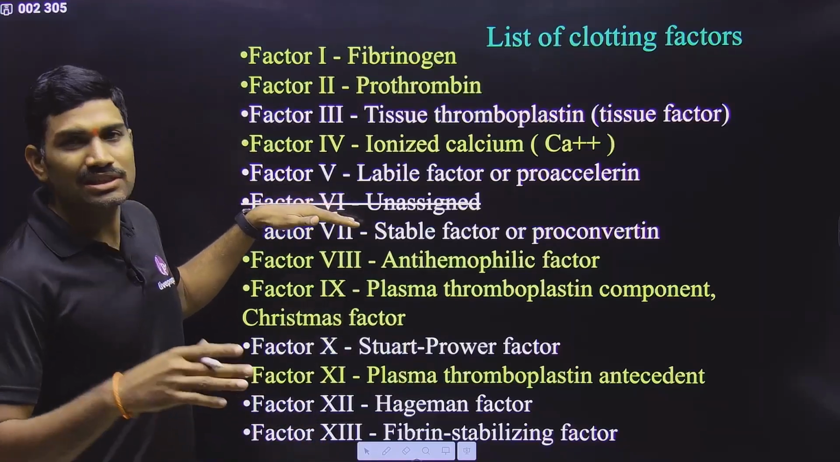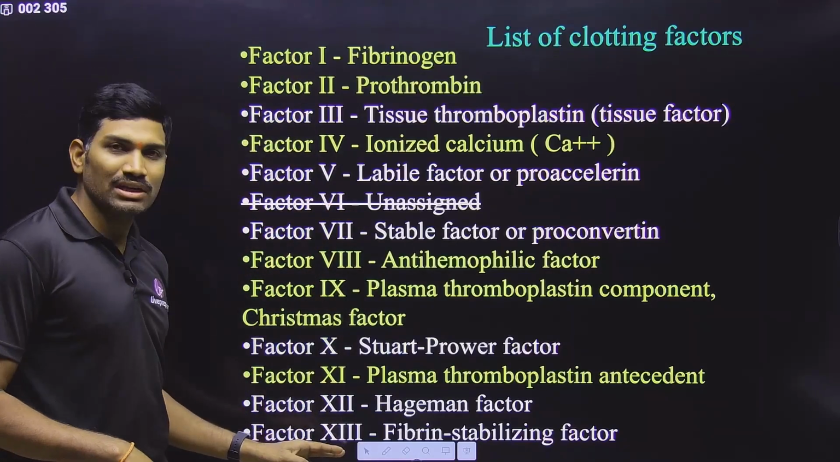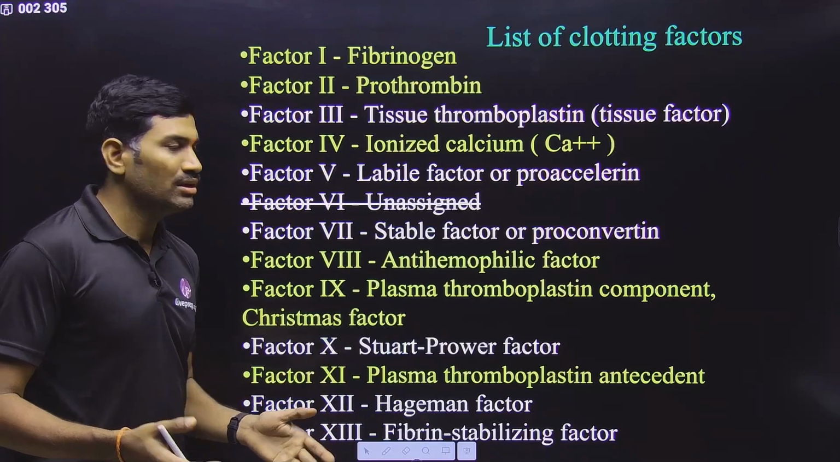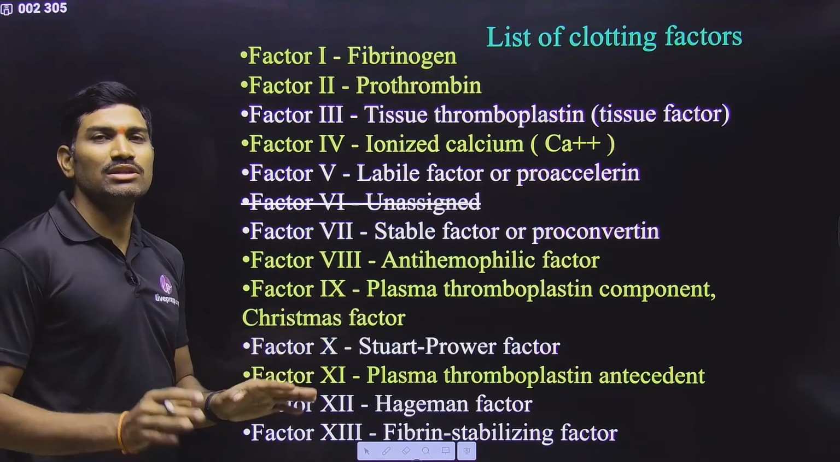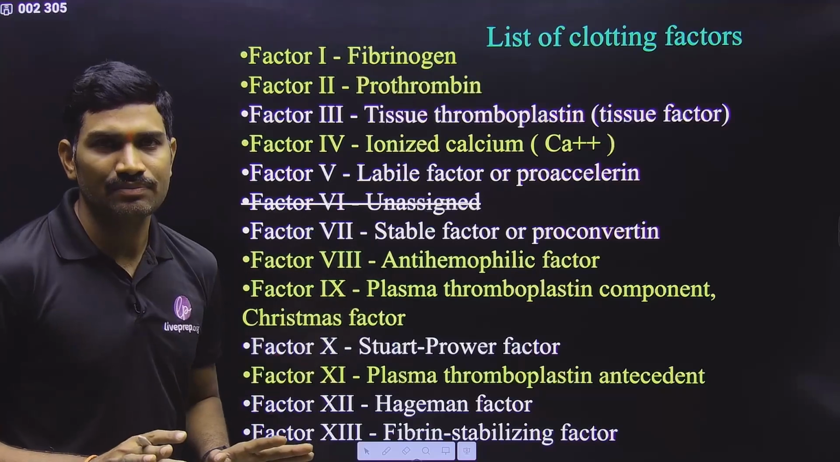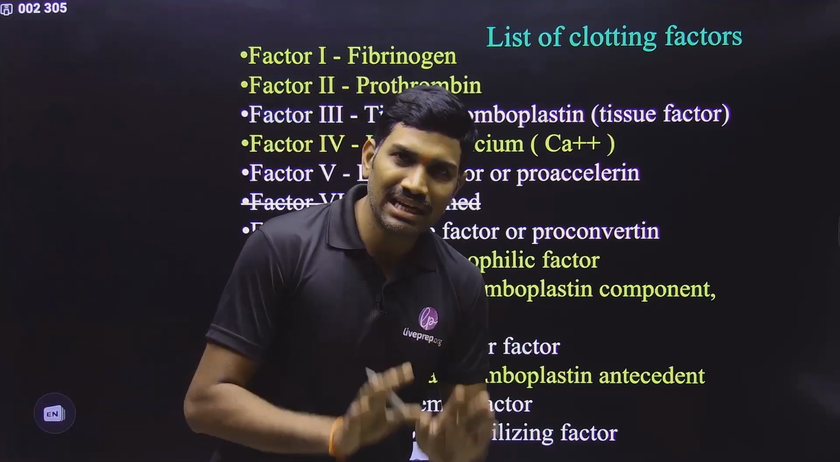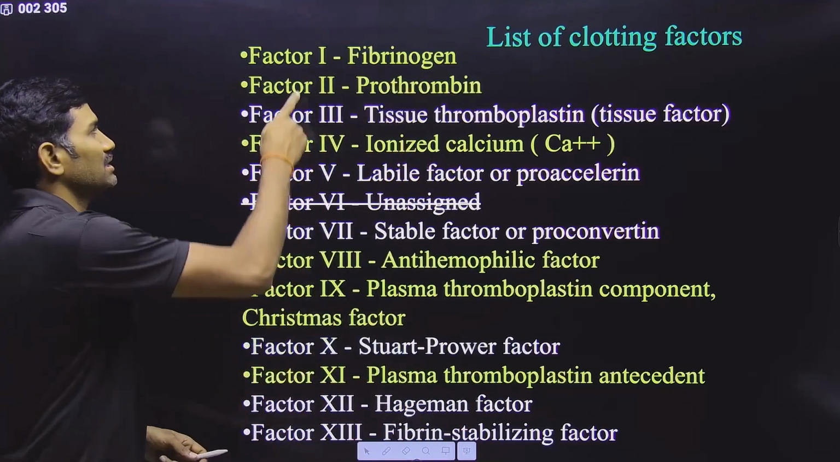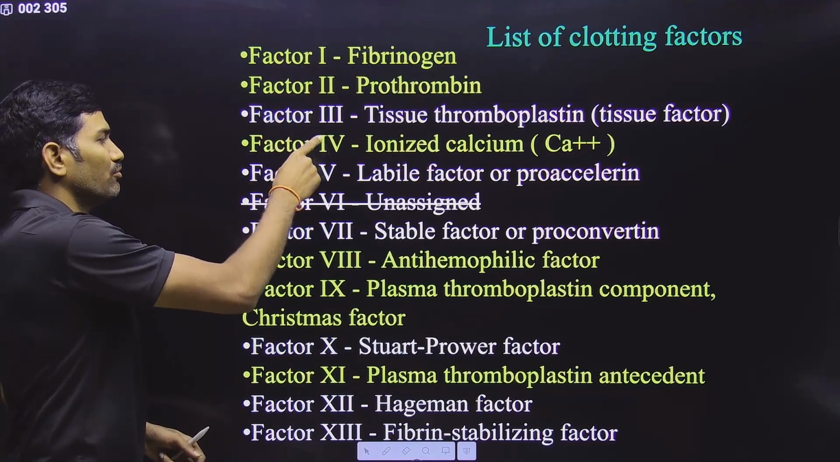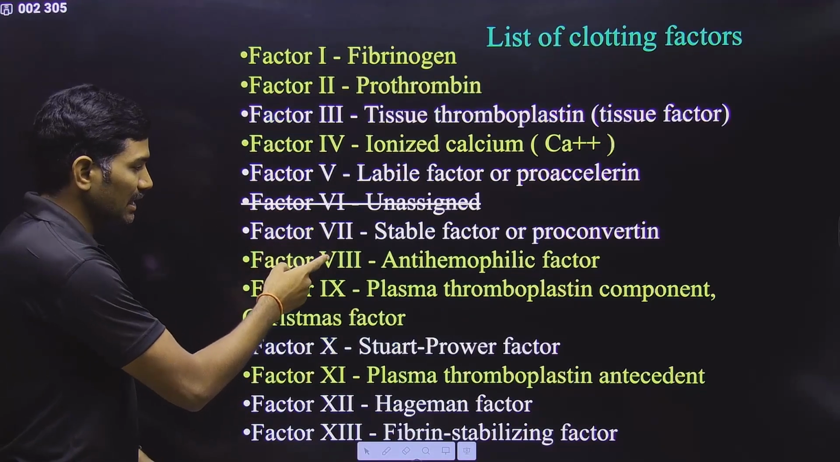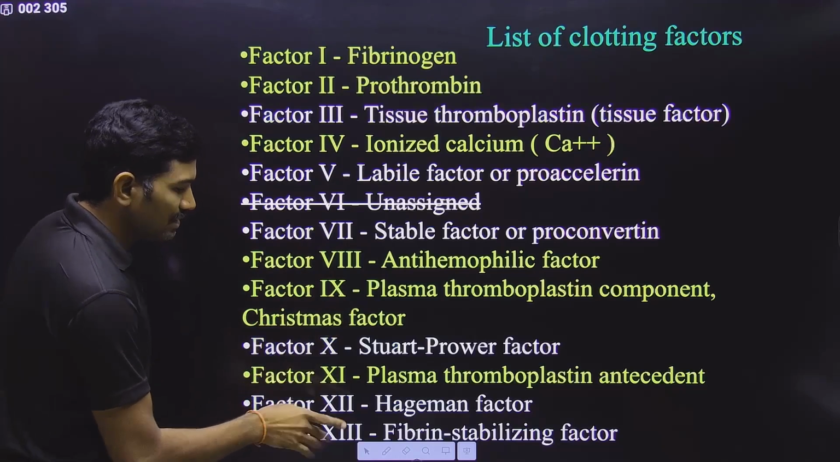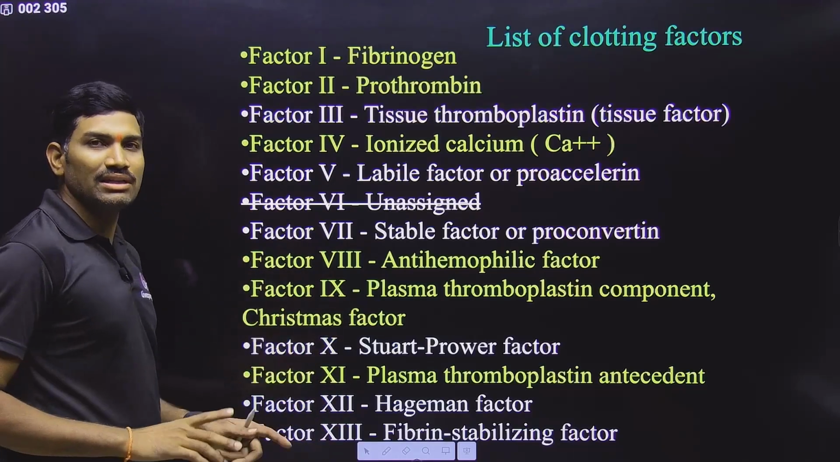So since number 6 is not there, even though you go up to 13, the total count is 13 minus 1, which means only 12 clotting factors are present. Their numbers are clotting factor 1, 2, 3, 4, 5. Please remember there is no 6, so directly go to 7. 7, 8, 9, 10, 11, 12, 13. In this way they have given the numbers.